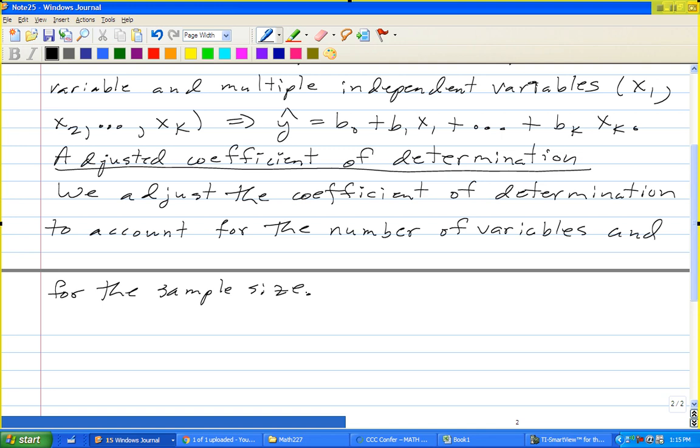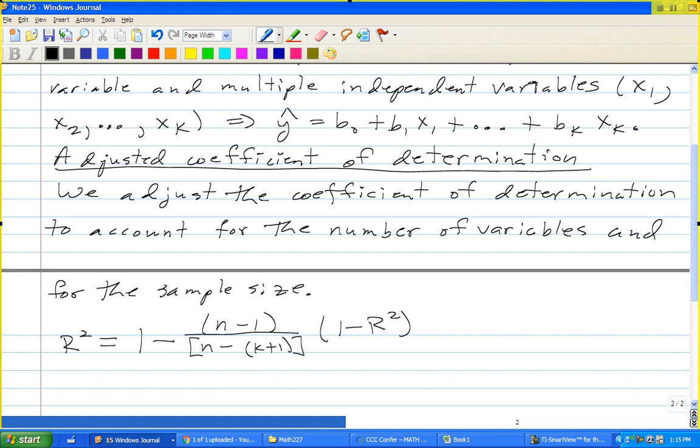So we'll adjust this so that it takes that into account. Okay, so I have that r squared is equal to 1 minus (n minus 1) over (n minus k plus 1) times (1 minus r squared).